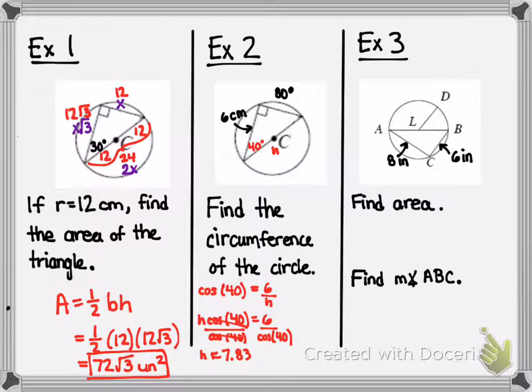I'm ready at this point to find circumference because that hypotenuse again is our diameter. So keep in mind that circumference has two formulas. Circumference can be 2 pi times the radius or pi times the diameter. Since we have the diameter, I'd rather use this version of the formula. So now keep in mind also that we rounded the 7.83.